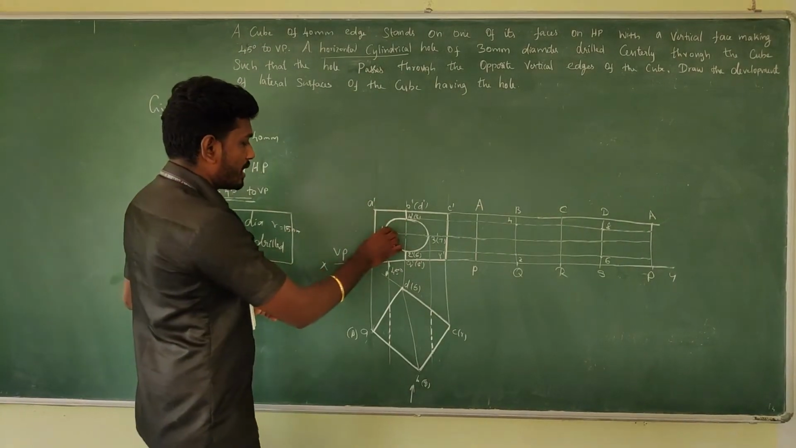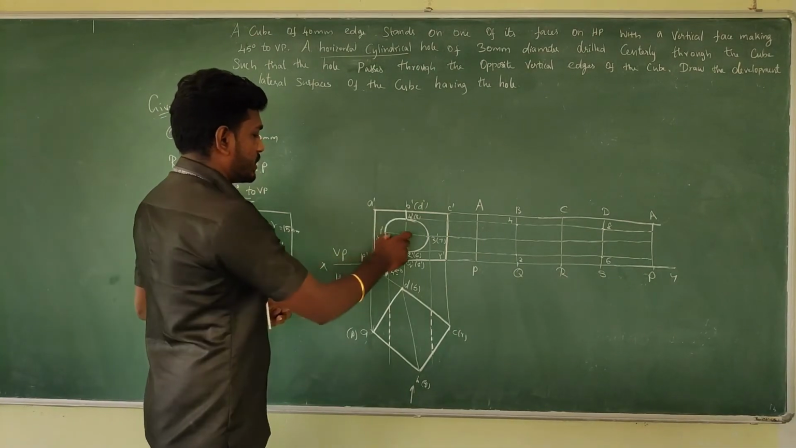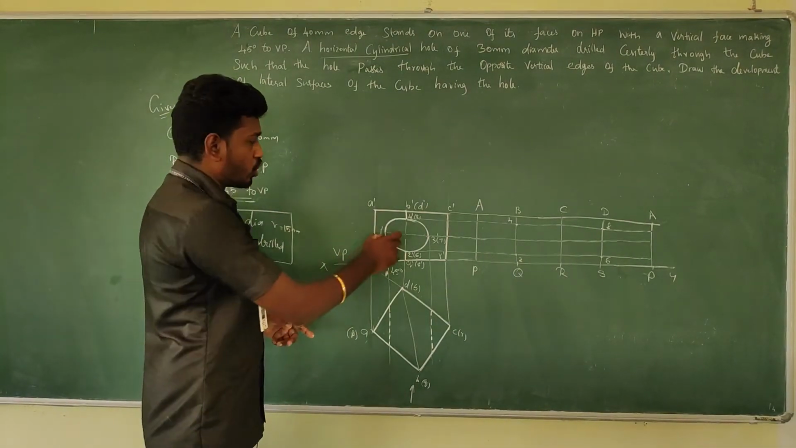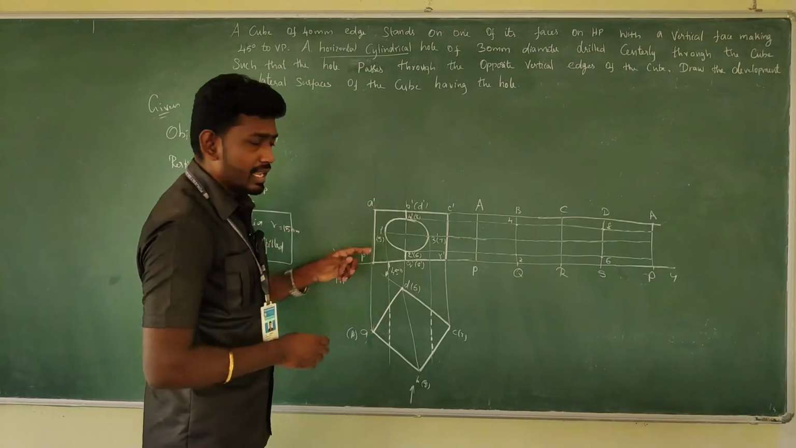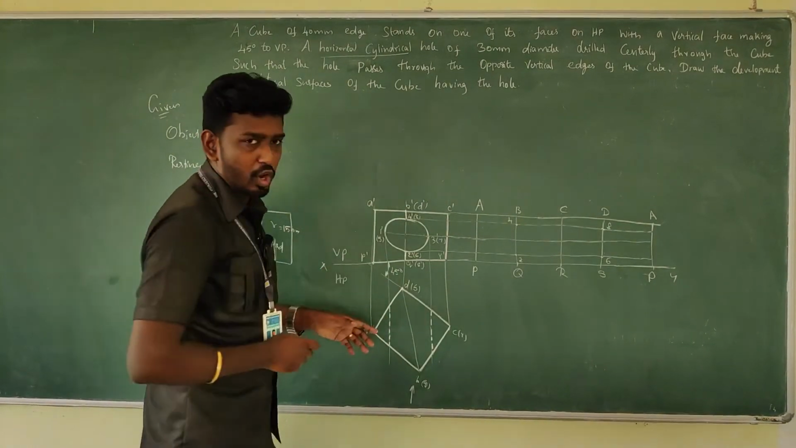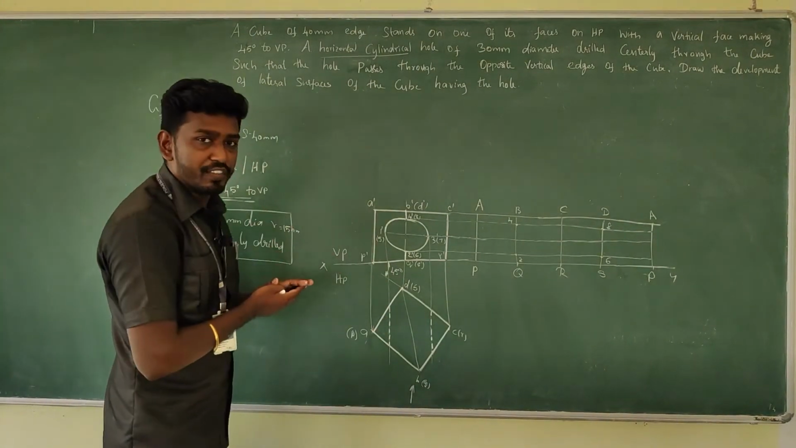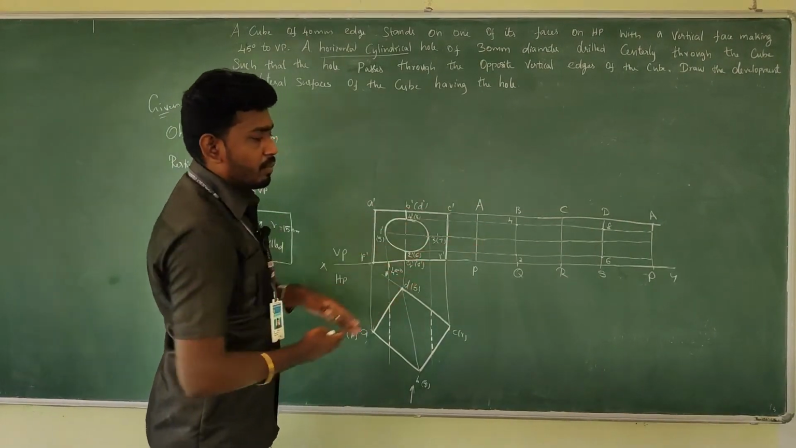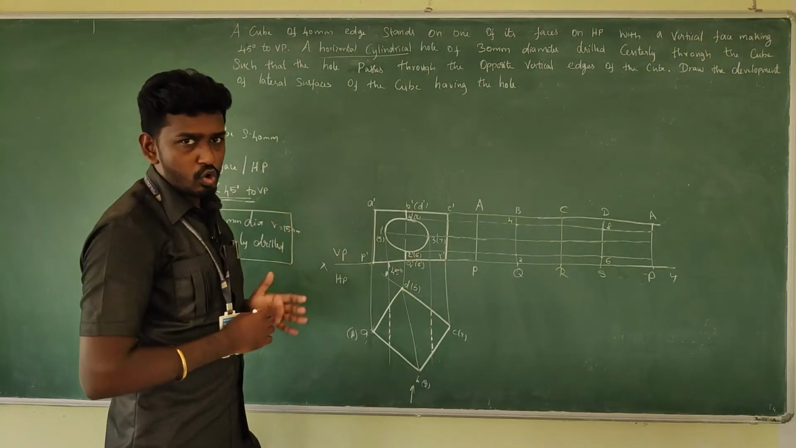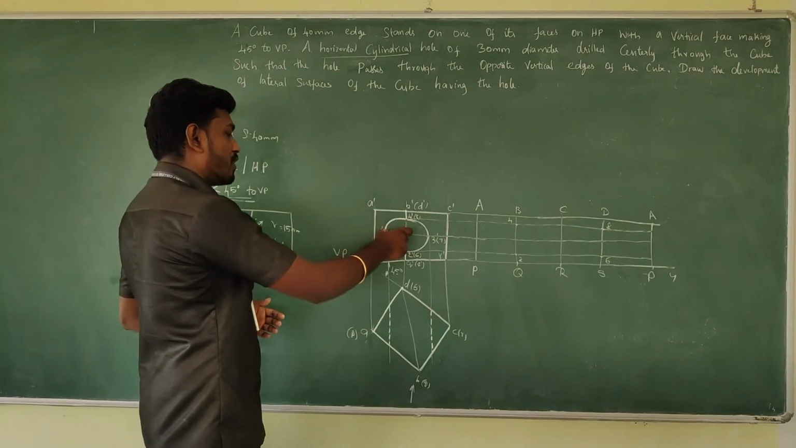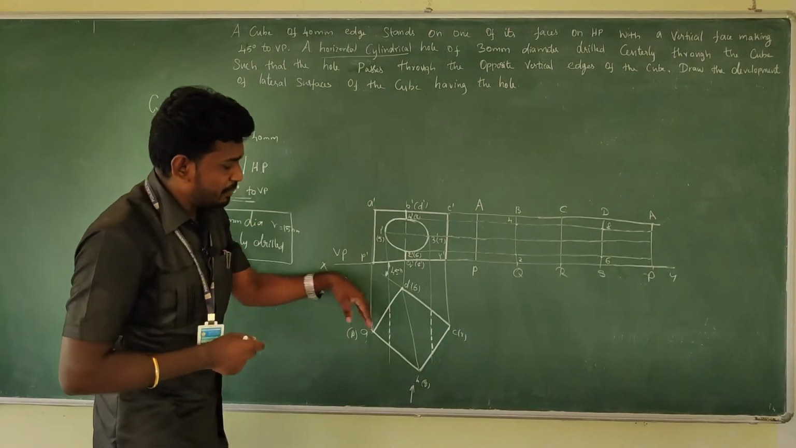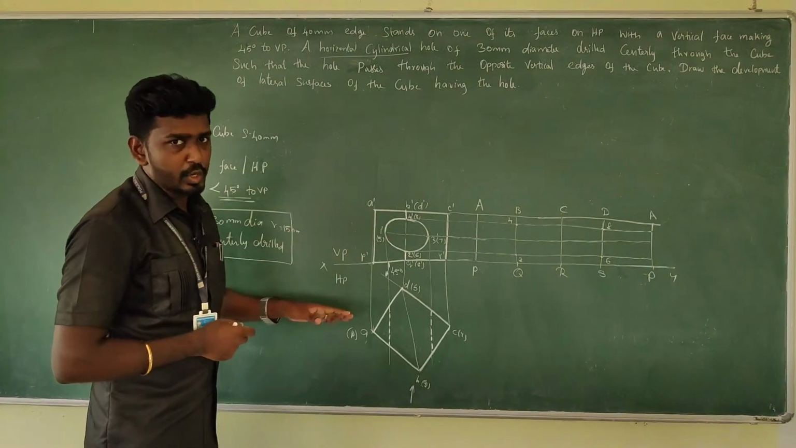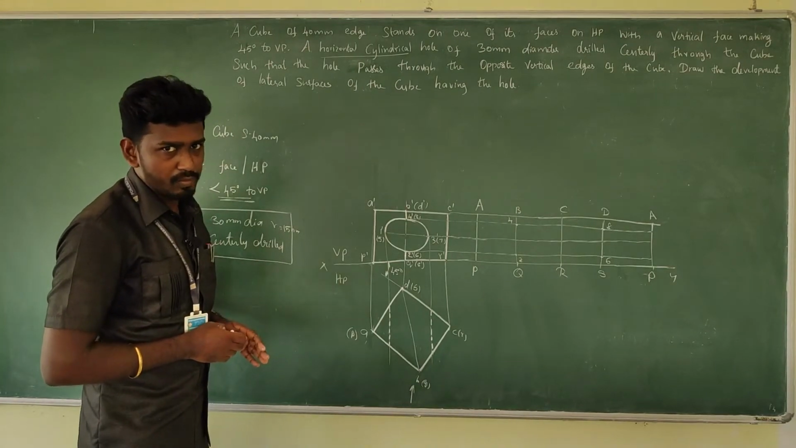Now this length cannot be measured from the front view. The true length of the object can be seen from the top view. If you want to get the height of the object, the front view possesses the true height. But when you are in need of the length, it can be taken from the top view, because the top view shows the true length of the object.